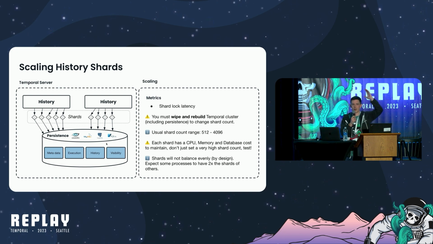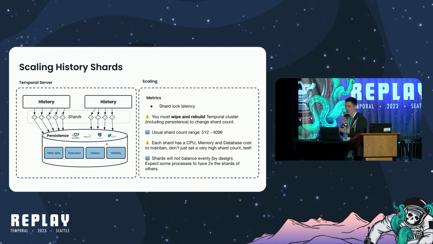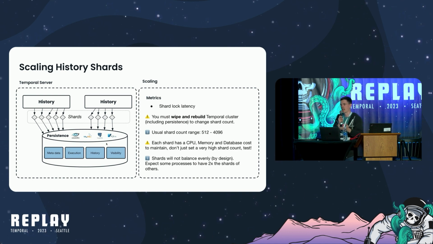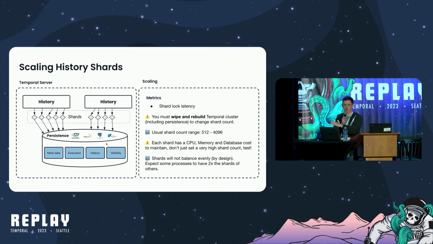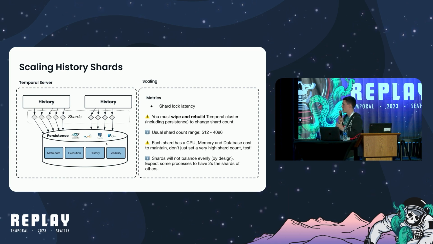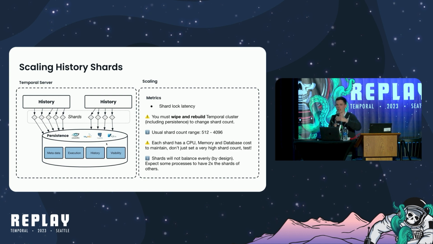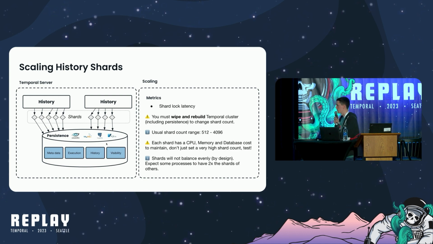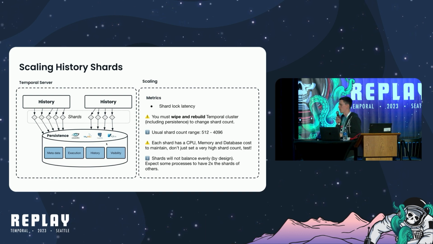Don't just whack the shard count up really high, because every shard has CPU, memory, and database constraints to manage it. So it has a cost. This is one of the reasons you should definitely test for performance a lot. Make sure that the shard count you're using on your cluster is enough to cope with your traffic, but not too high, because you're paying indirectly for that high shard count as well. Like I said, these are the usual shard count ranges. We do have shard counts that are higher, but it's unusual.